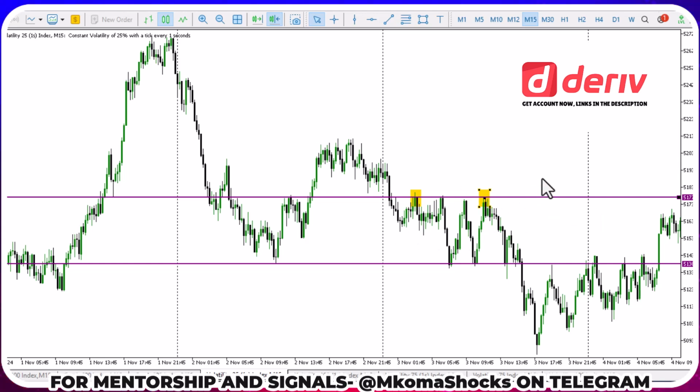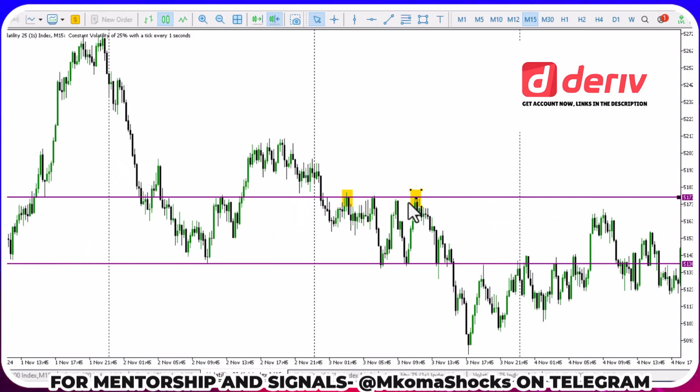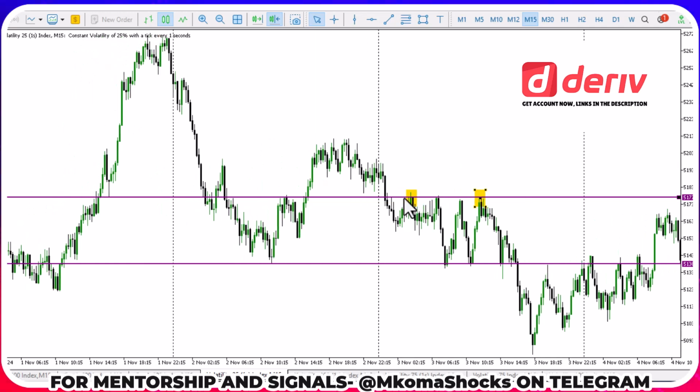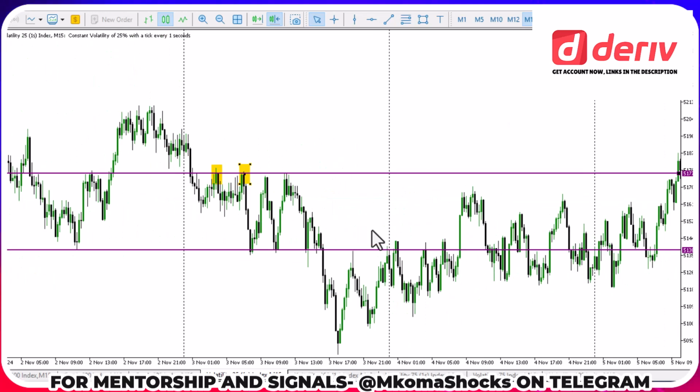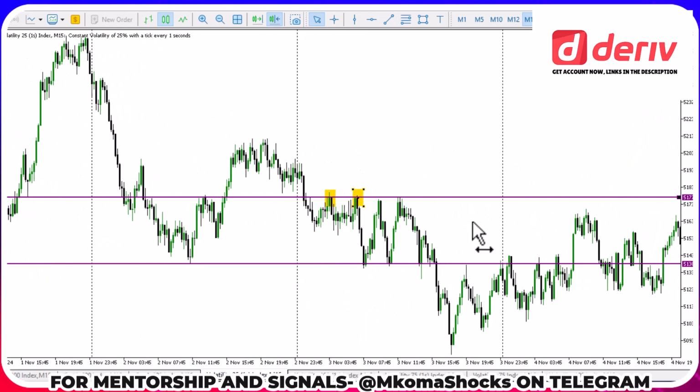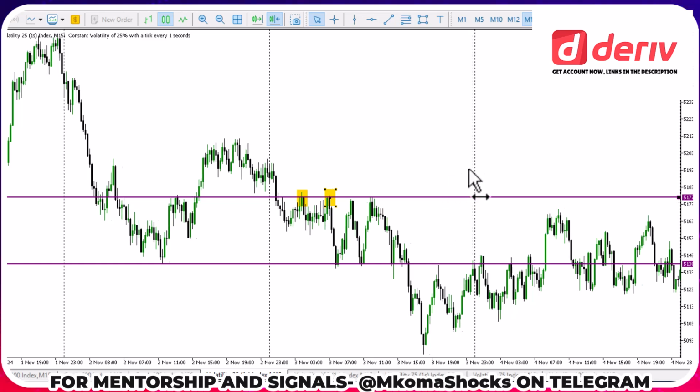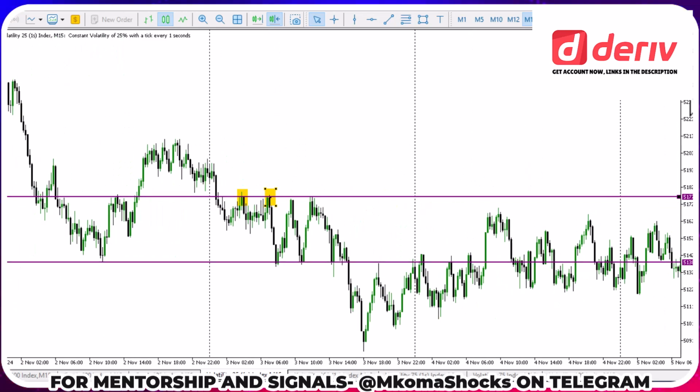When you are dealing with 15-minute support and resistance, what you need to see is, first, you need to identify at least two highs or lows. If you identify these first two, then the third touch is going to be your trade. I'm going to show you how you look at this and the times that you need to be looking at this when you are dealing with volatility indices.